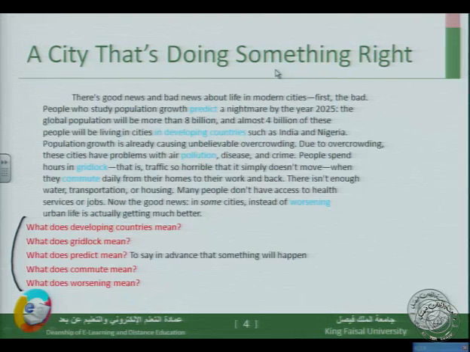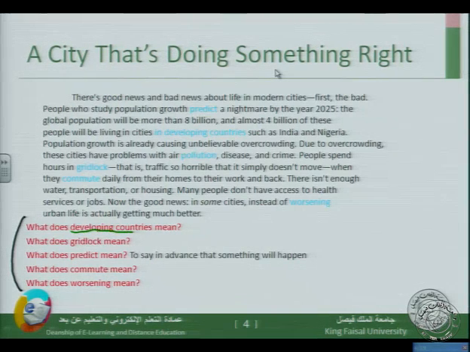People spend hours in gridlock, traffic so horrible that it simply doesn't move, when they commute daily from their homes to their work and back. There isn't enough water, transportation, or housing. Many people do not have access to health services or jobs. Now, the good news: in some cities, instead of worsening, urban life is actually getting much better. Okay? Now, what does developing countries mean?